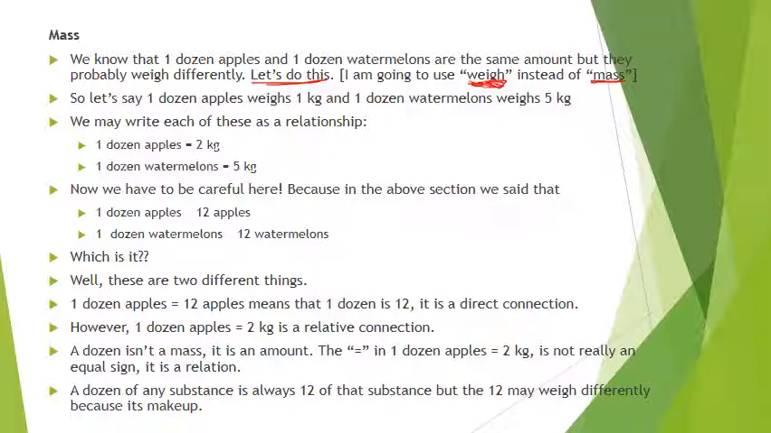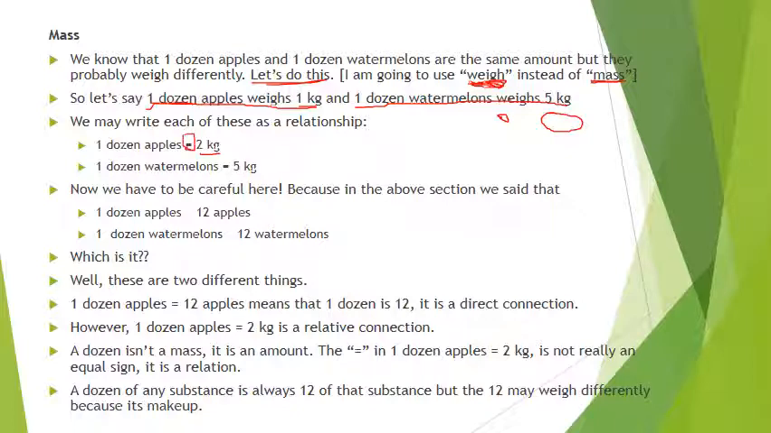All right. So let's say I have 1 dozen apples and it weighs 1 kilogram, and I also have 1 dozen watermelons and they weigh 5 kilograms. Notice that both of them are 12 because a dozen is a dozen, but they weigh differently, and that kind of makes sense. We know apples are kind of small and watermelons are big. So we could say that 1 dozen apples equals 2 kilograms. We have to be careful about this equal sign.